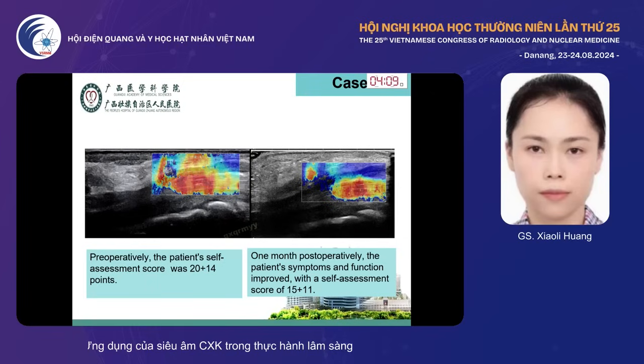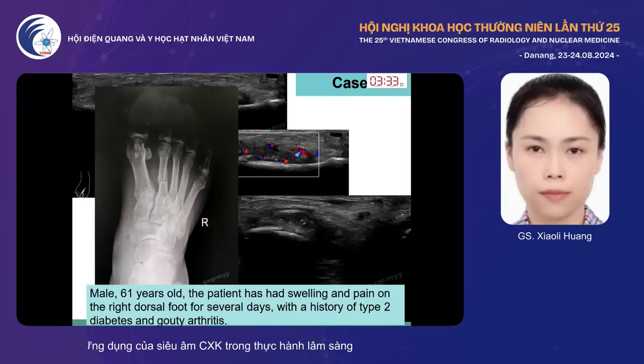This is the SWE image of the patient's median nerve before and after surgery. The post-operative SWE shows the median nerve is softer than before the surgery. And the self-scoring on the scale 1 month after the operation is also lower than before. It indicates that our treatment is effective. Case 8 will be skipped here.